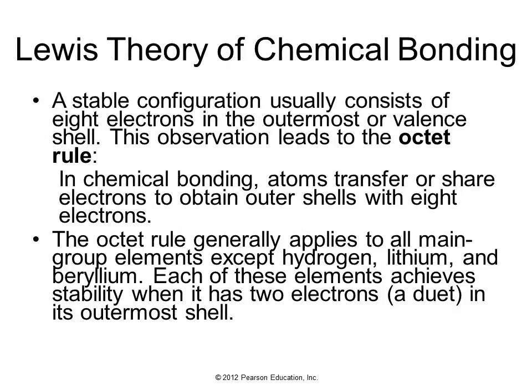A stable configuration consists of 8 electrons in the outer or valence shell. This is called the octet rule. And in chemical bonding, atoms transfer or share electrons in order to obtain an outer shell with 8 electrons. The octet rule applies to all main group elements except hydrogen, lithium, and beryllium, and these elements are stable with only 2 electrons, a duet.